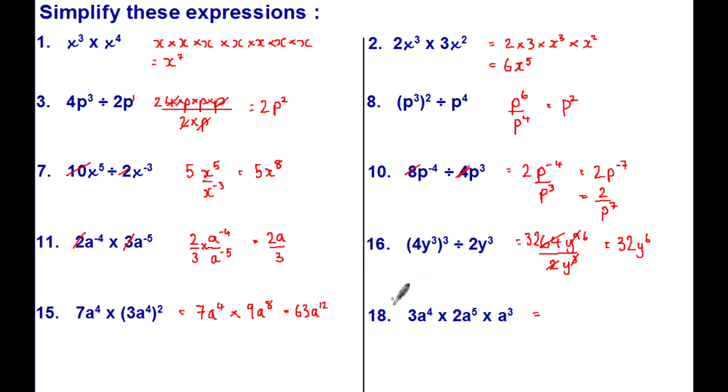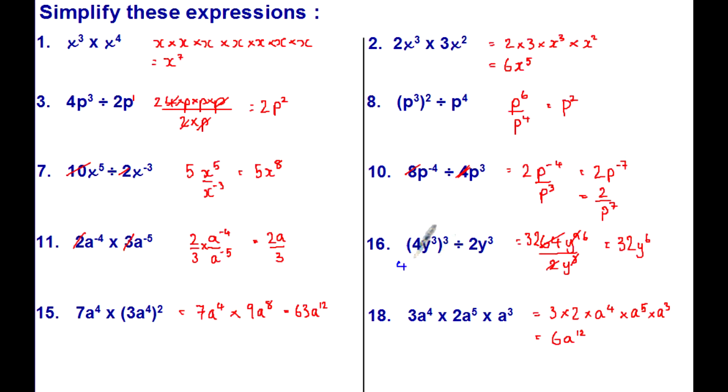And this final one, question 18 of these, not in order obviously, 3 times 2 times, there's 1 a cubed there, so 3 times 2 is 6. And then we've got a to the power 4 times a to the power 5 times a cubed. So it's 3 2s are 6. And then we've got the same number to 3 different powers, and we're multiplying them. So we add these powers together. 4 and 5 is 9 and 3 is 12.